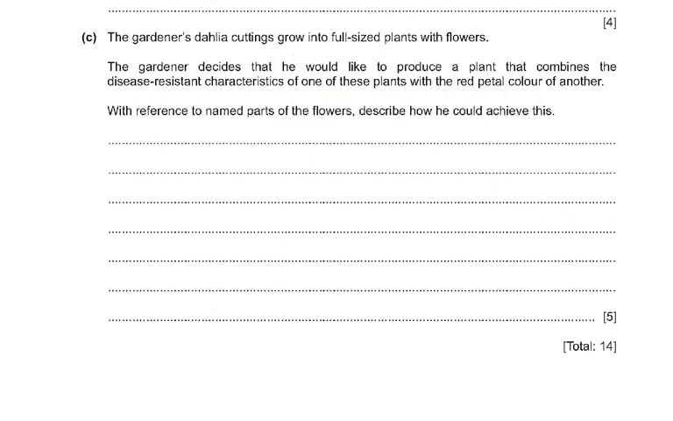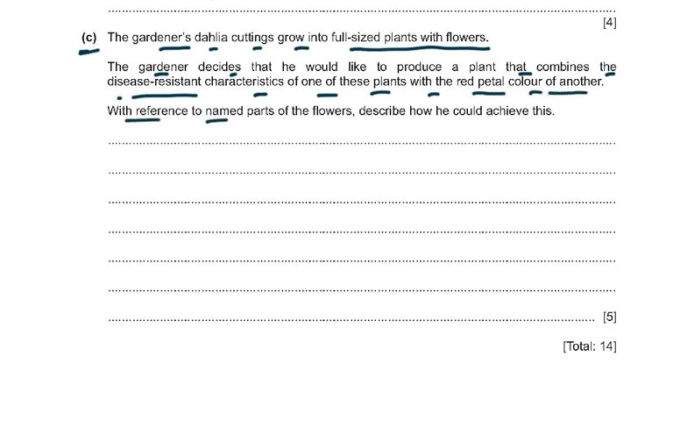Part C of the question, the gardener's dahlia cuttings grow into full-size plants with flowers. The gardener decides that he would like to produce a plant that contains the disease-resistant characteristic of one of these plants with the red petal color of another. With reference to named parts of the flower, describe how he could achieve this. Now, it's very simple. This is called artificial selection, or it is called selective breeding. Then what is he going to do?